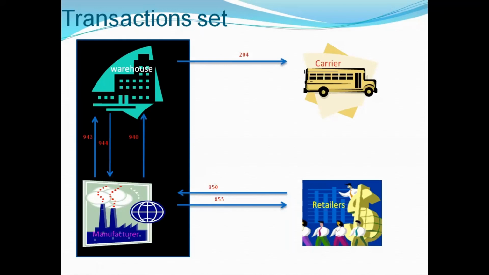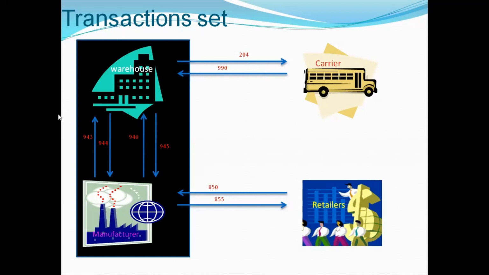Using a transaction called 204, which is nothing but the load tender. Okay. Once the goods are loaded, the carrier team will send a response called 990, which is the response to the load tender. Once the warehouse gets the information from the carrier team, the warehouse will send an acknowledgement to the manufacturer. It's a 945, the warehouse shipping order confirmation.